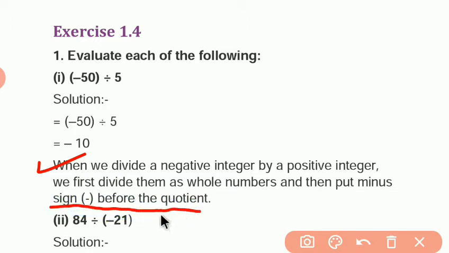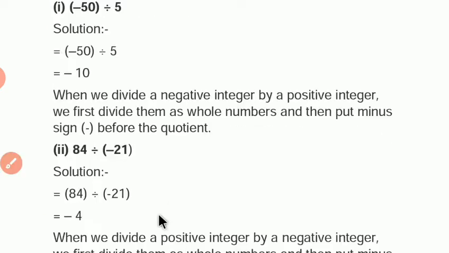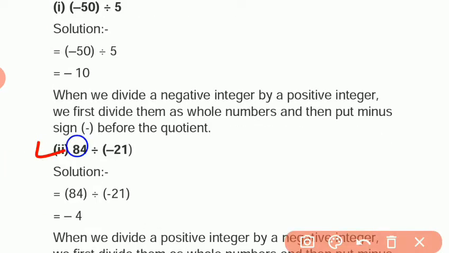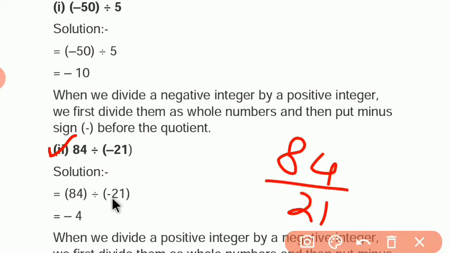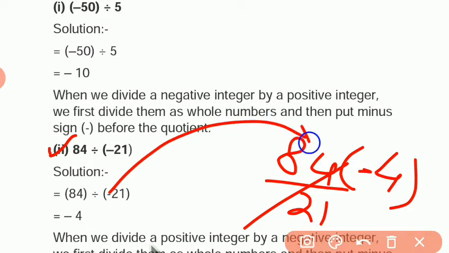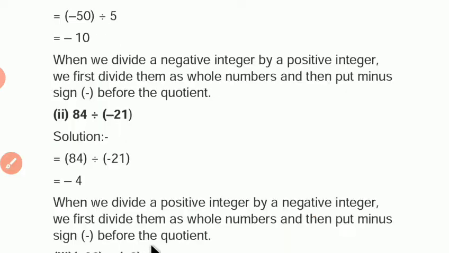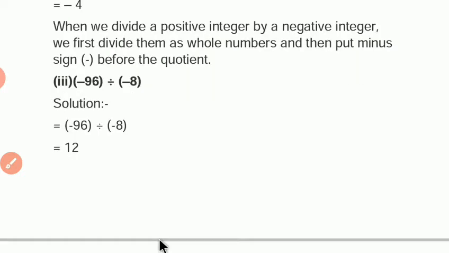Second one, 84 divided by minus 21. Again we have to divide 84 divided by minus 21 by using division method. So we know that 21 fours are 84. And you can see here one number is positive, second one is negative integer. So answer will be negative. So when we divide a positive integer by a negative integer, we'll put the minus sign before the quotient.